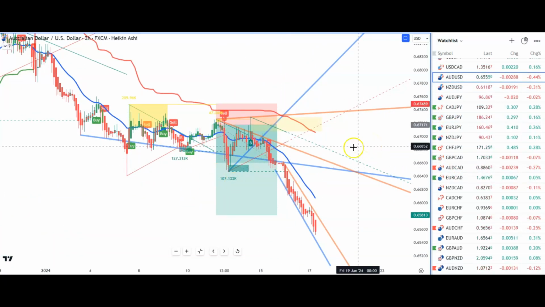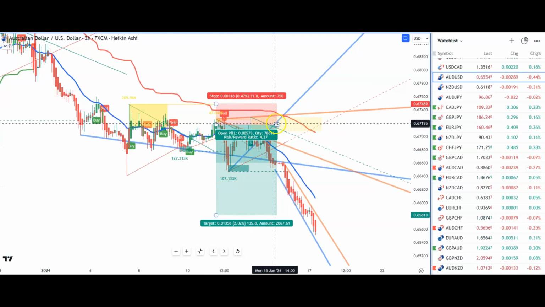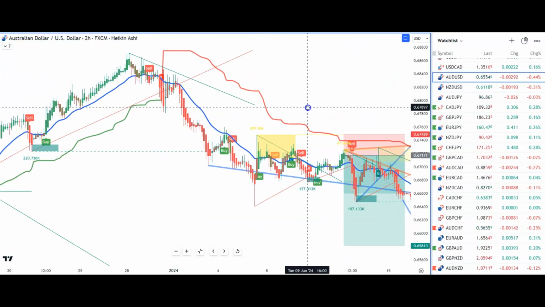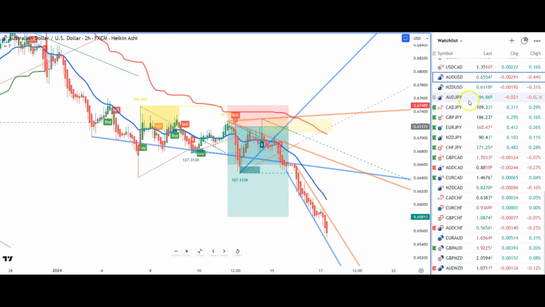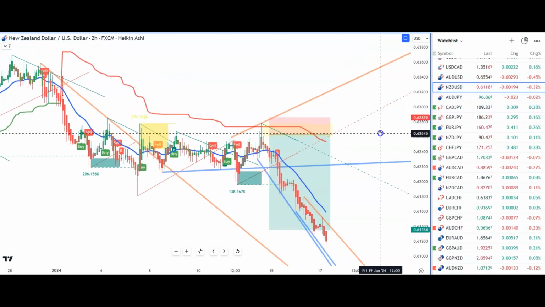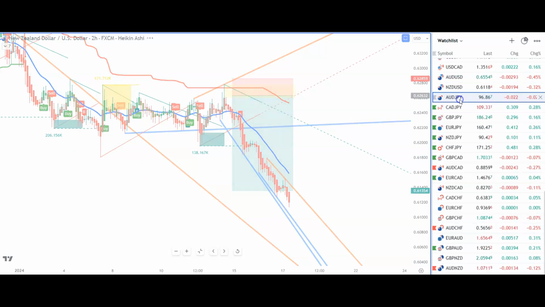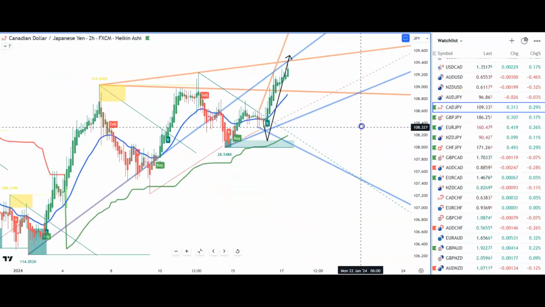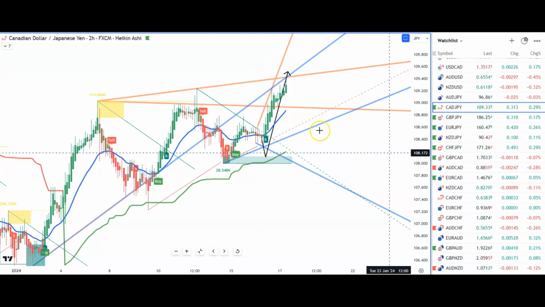So Aussie USD into liquidity, this yellow zone here. There's another one there, isn't there? So you could have had two bites at the cherry there. New Zealand, same thing, another 100. Aussie yen isn't trending. Canadian yen into liquidity, another 100 pips there.